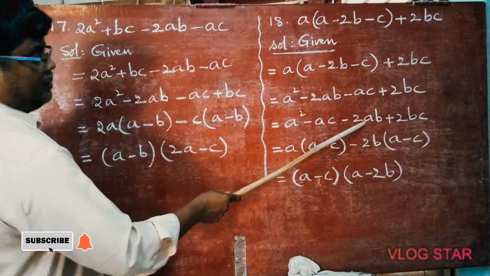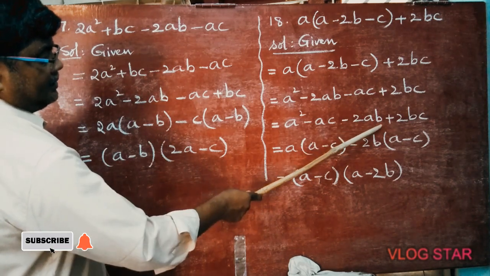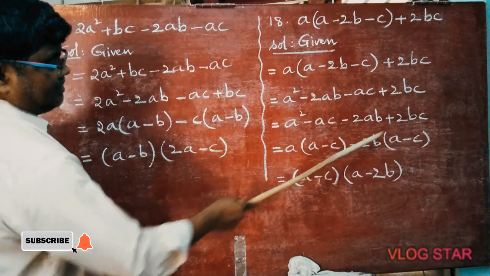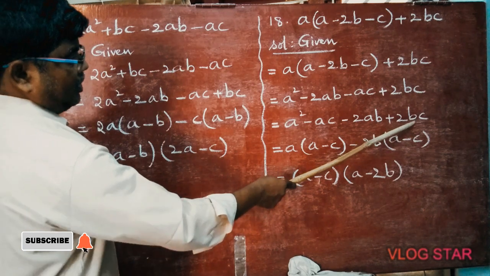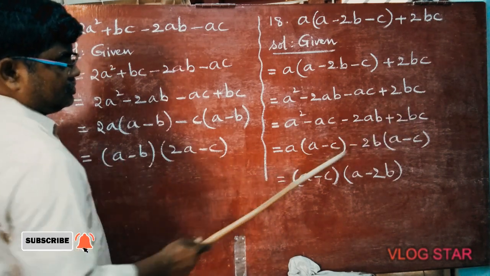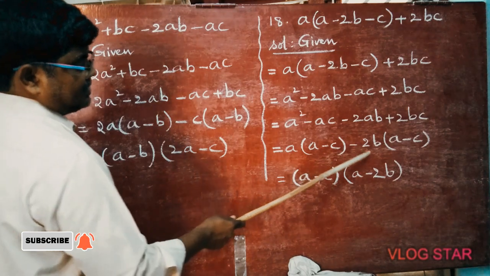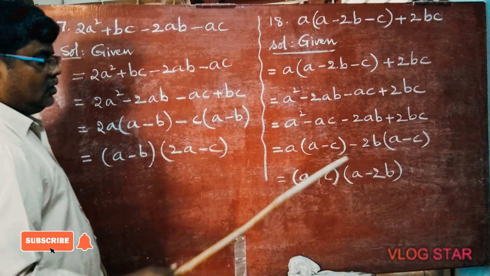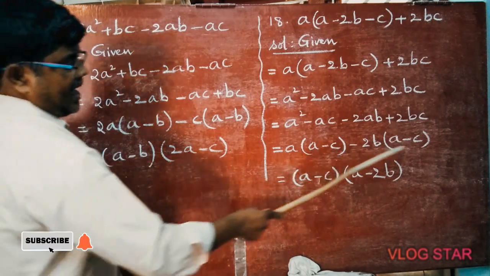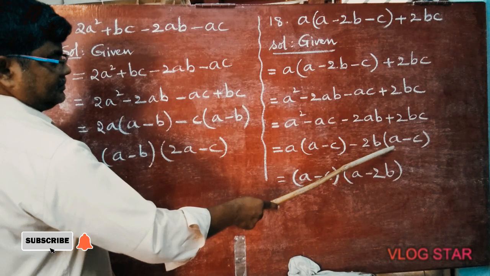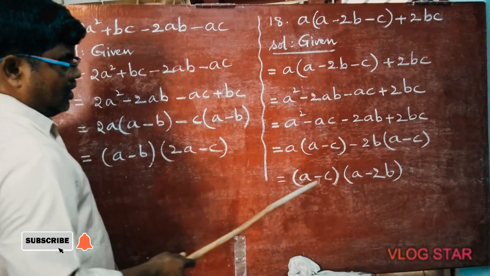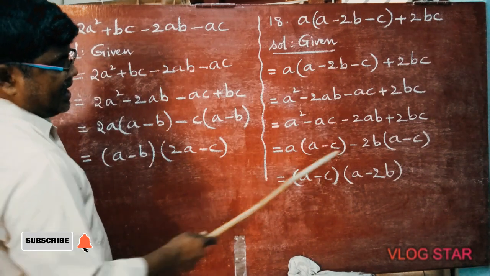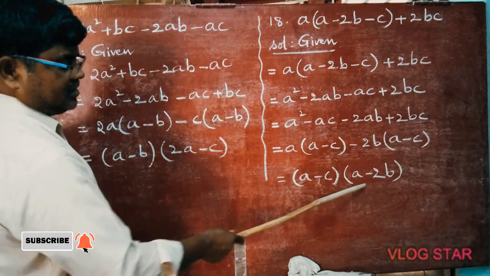In this minus 2b, a is remaining. Plus becomes minus, because minus into minus plus, opposite sign. 2b already you took common, remaining is c. Now from the first term and second term, a minus c is common. What will come in the first bracket? As it is should come in the second bracket. That is hint. Now you are taking a minus c as common, and what are remaining? A minus 2b. So this is the final answer.